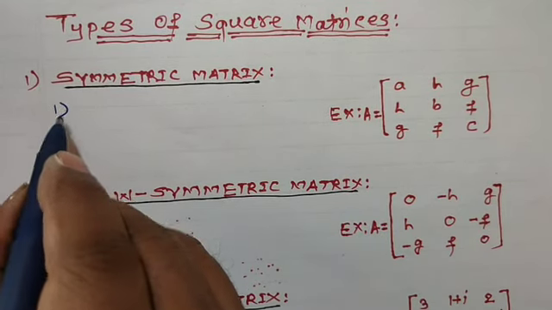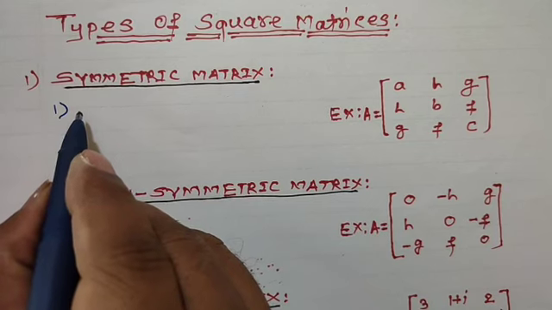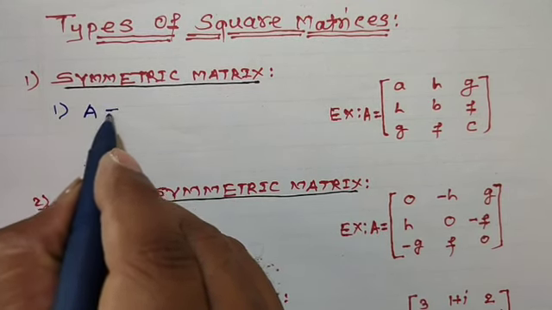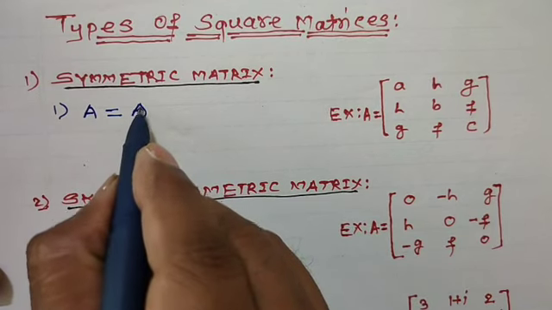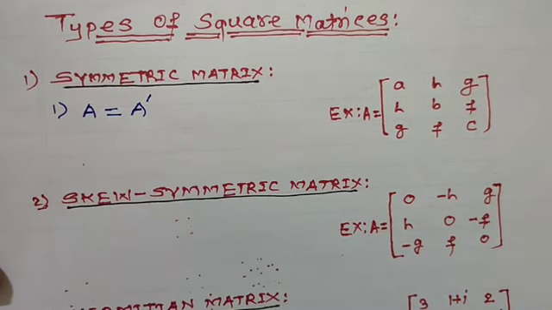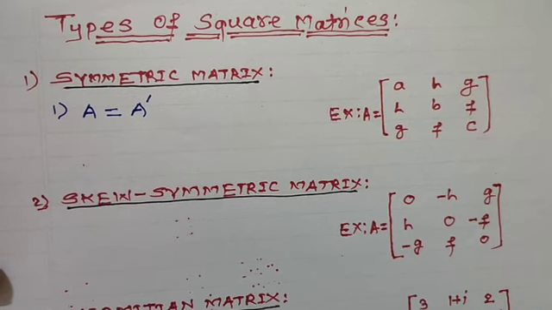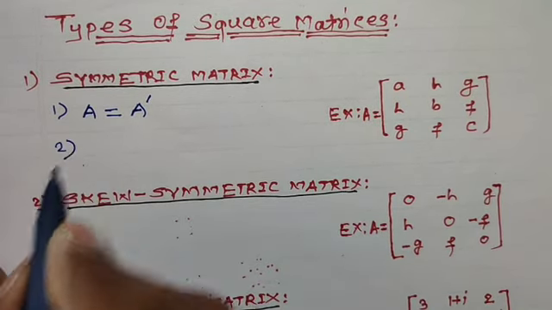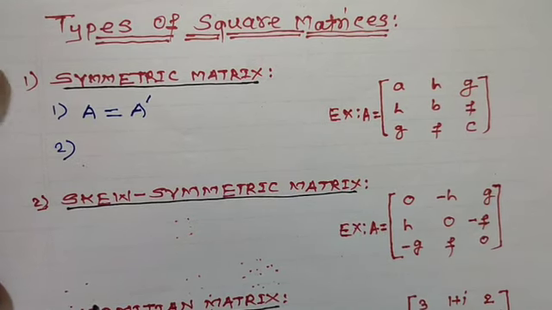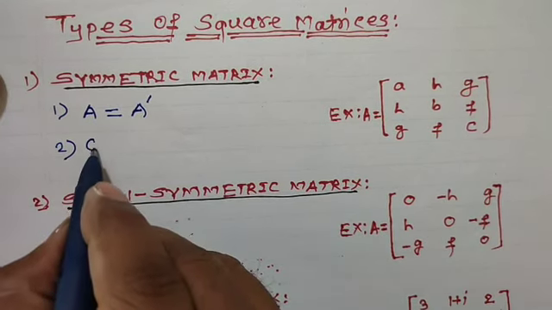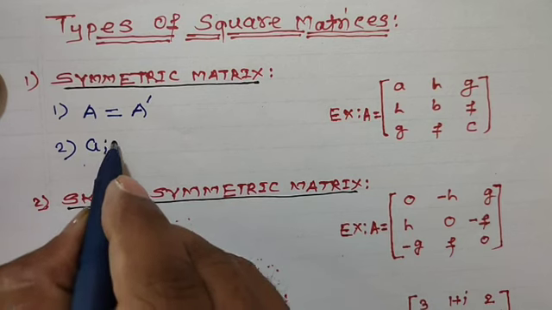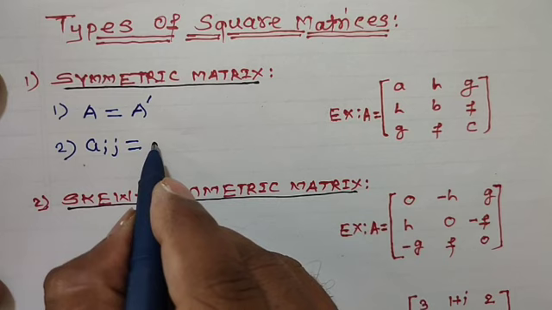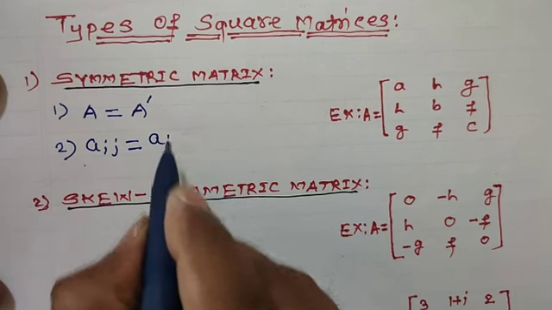Condition number 1, in terms of matrix: A is equal to the transpose of that matrix, A dash. Okay, this is condition number 1 in terms of matrix. And condition number 2 is in terms of elements: the element lying in ith row, jth column of the matrix A is equal to the element lying in jth row and ith column.